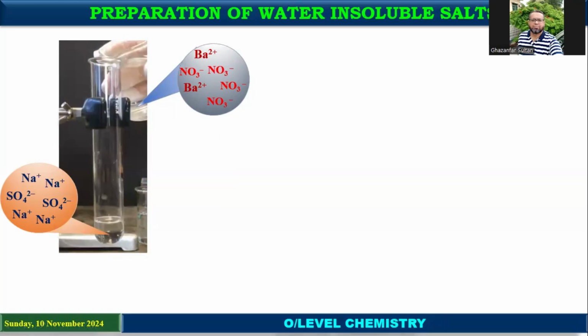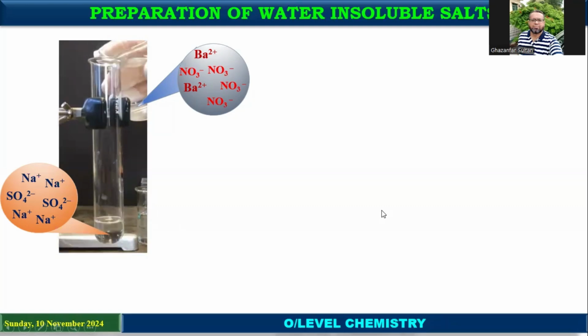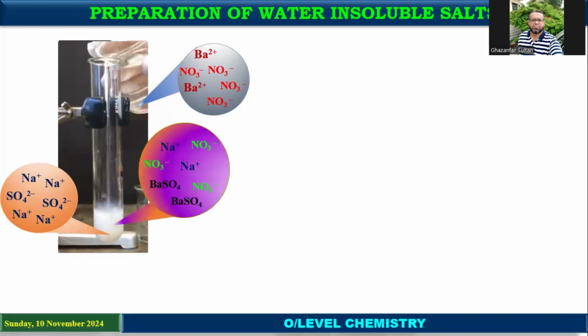See what happened again. When we mix them together, white precipitate is obtained, a white insoluble compound is obtained. So actually what happened inside this test tube? Previously, it was only sodium and sulfate ions in water, and the other had only barium and nitrate ions. But what happens? White precipitates are obtained. And here, now, barium sulfate is combined. These white precipitates are of barium sulfate, but sodium and nitrate ions are separated.